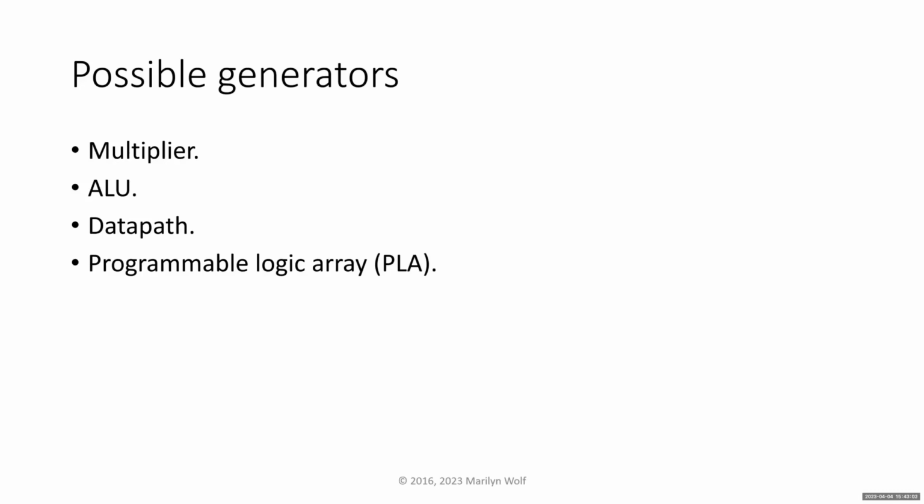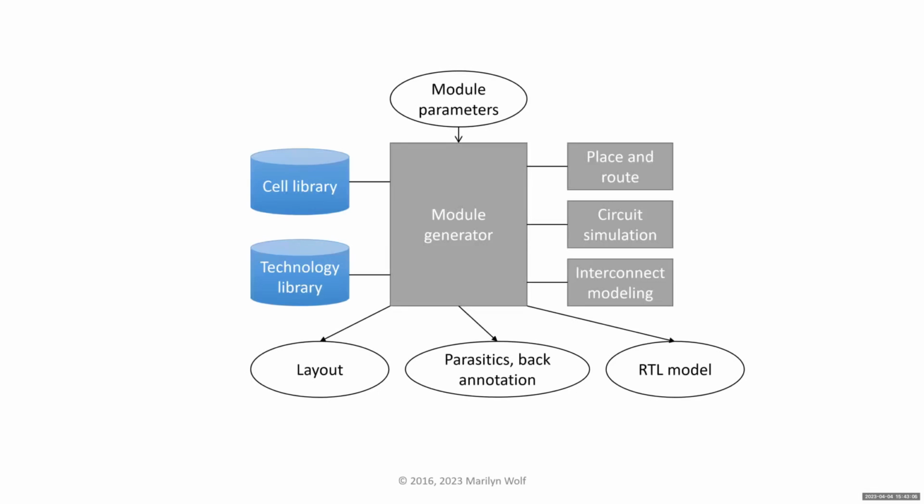Okay, so in general, think about a module generator that takes in some parameters, may have some tools that would actually generate routing, do some checking with simulation, some modeling. So use cell libraries and some parameters from a technology library, combine those together using these algorithms, check them, and you would get out a layout, you would get out a register transfer model, and you would get out some parasitics that are taken as back annotation.